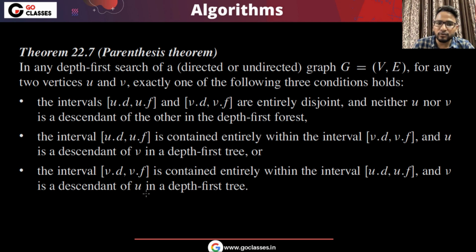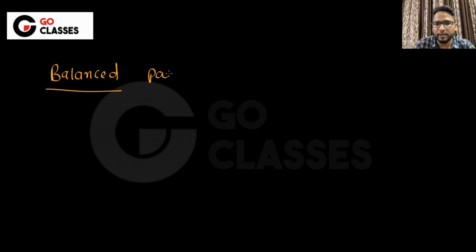So what they are trying to say is that in DFS you consider discovery time and final time, or the finish time. So D means discovery time and F means finish time. Let me first tell you that this is very much analogous to balanced pair parentheses. How? Let me first tell you what balanced pair parentheses are.